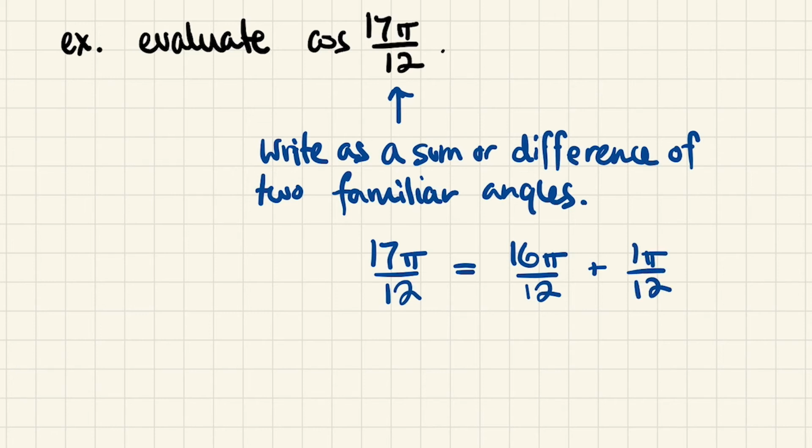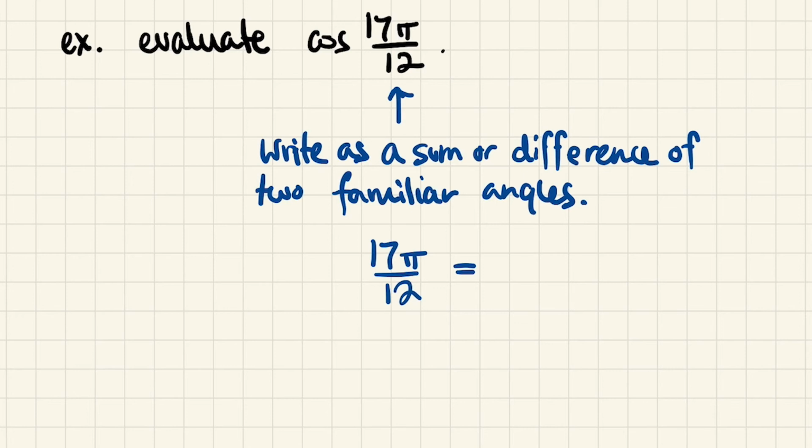Are those both angles that are special angles that we love? Well, 16 pi over 12 reduces to 4 pi over 3. So that's a good guy. We know how to deal with that angle. It's on the unit circle. But pi over 12, no, that's not a unit circle special angle, right? It's not a multiple of pi over 6 or pi over 3 or pi over 4. So this breakdown doesn't quite work.